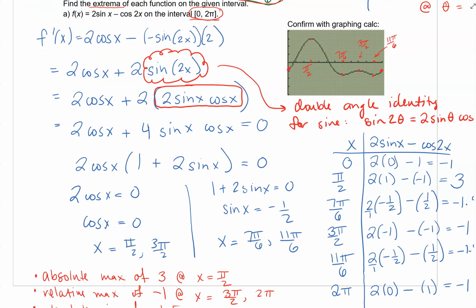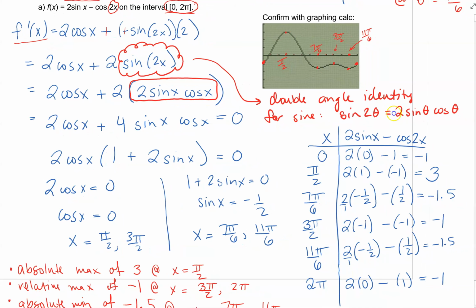Okay, so this problem definitely presented lots of different challenges. First, to locate the extreme values, we had to take the derivative of f. Then, in order to solve for when this derivative is equal to 0, we needed to use a double angle identity for sine, which says that sine of a double angle, sine of 2 theta, or 2x in this case, is equivalent to and can be replaced with 2 sine theta cosine theta.